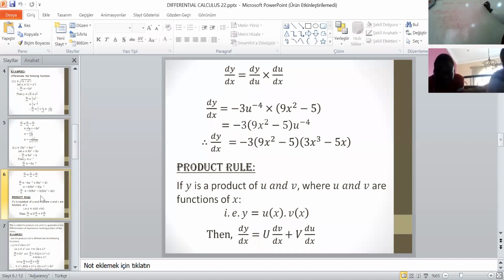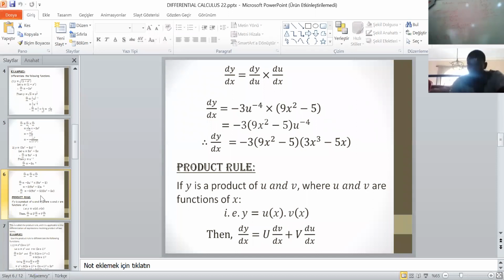So this is going to give you now minus 3 into 9x squared minus 5 all over u raised to the power of 4. And of course, u is equal to 3x cubed minus 5x. And that means the answer is minus 3 into 9x squared minus 5 all over 3x cubed minus 5x all raised to the power of 4. There's no point removing the bracket here. You can leave the answer in this form. And that is it about the chain rule.